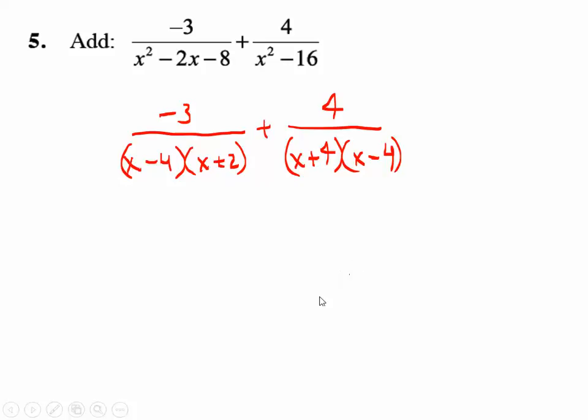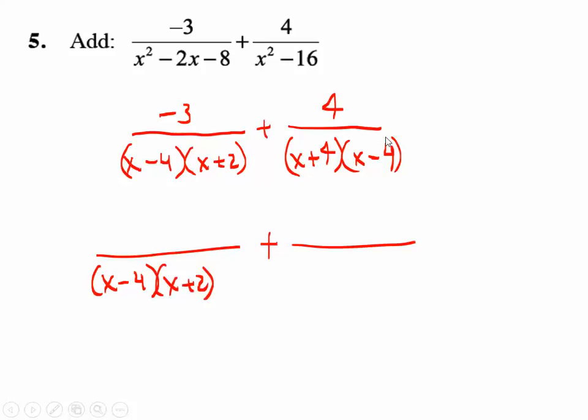Alright, so let's go for it here. What we're trying to do, in a sense, is what we did with the last problem. We're trying to get a common denominator, which means we can multiply through, but we have to get rid of the ones that are the same in both of them. Whatever we have that's the same in both, we're just going to write down once. So really what's happening is we need the x minus 4 from the first fraction. We need the x plus 2 from the first fraction.